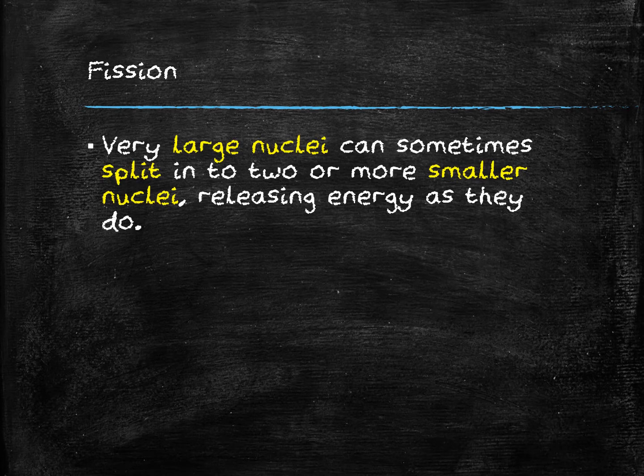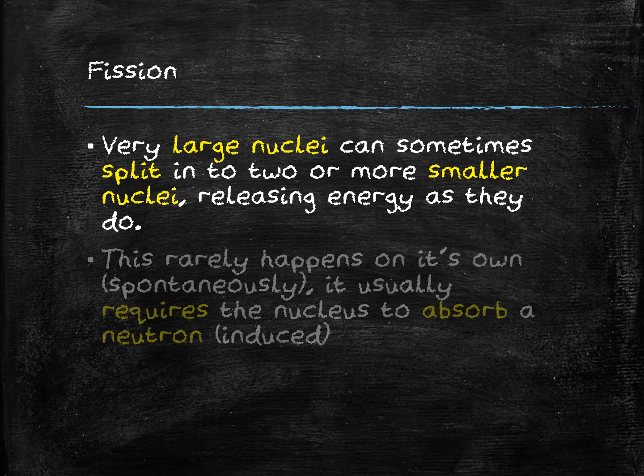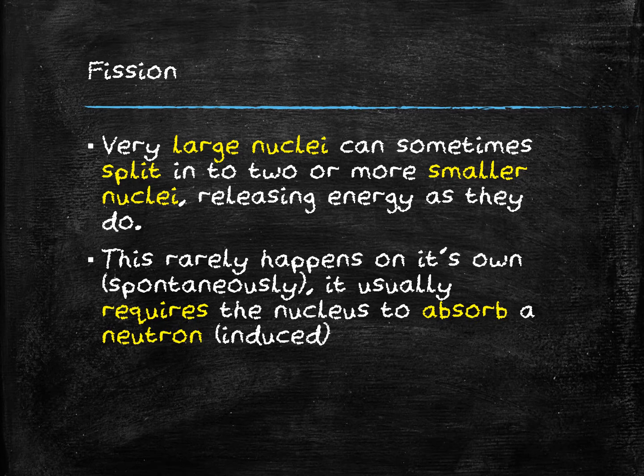Nuclear fission occurs when a very large nucleus splits into two or more smaller nuclei, releasing energy as it does so. This doesn't regularly happen on its own or spontaneously. It usually requires the nucleus to absorb an extra neutron. The materials that, when they absorb a neutron, then undergo fission, are called fissile materials.